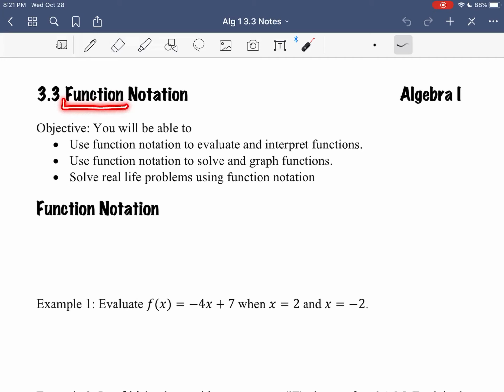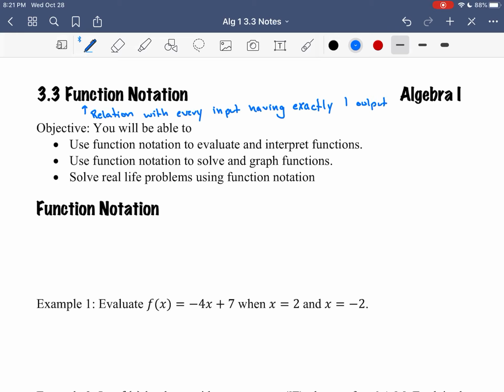Again, if we remember reviewing some vocabulary, the word function. A function is a relation with every input having exactly one output. So every input can have at most exactly one output.